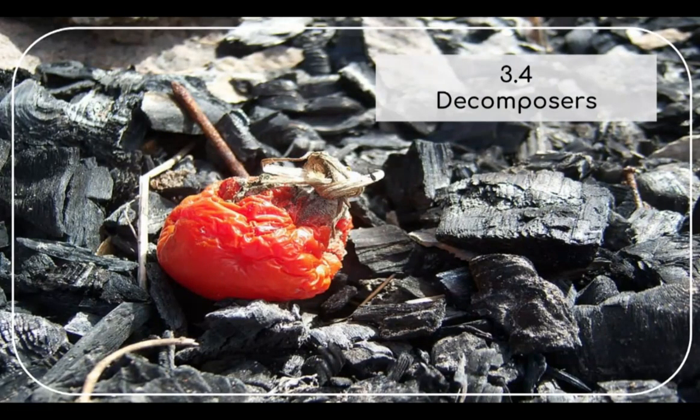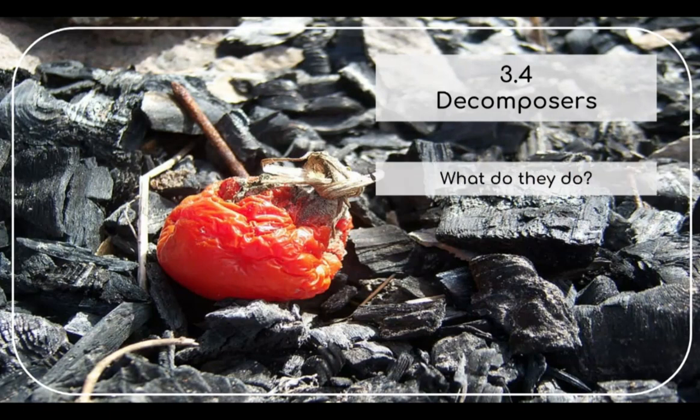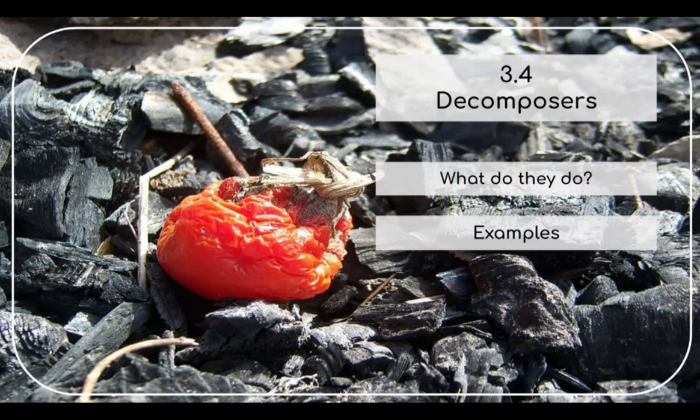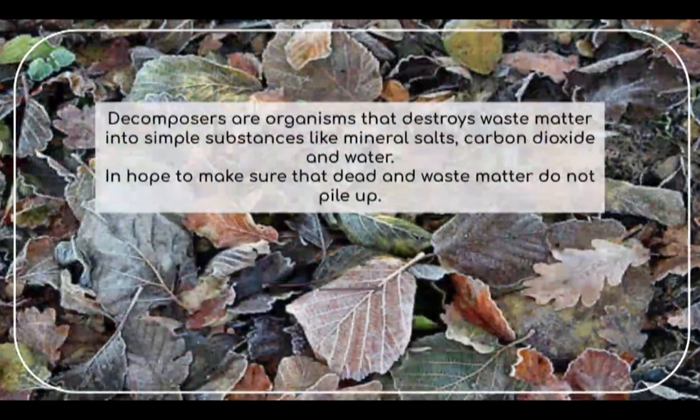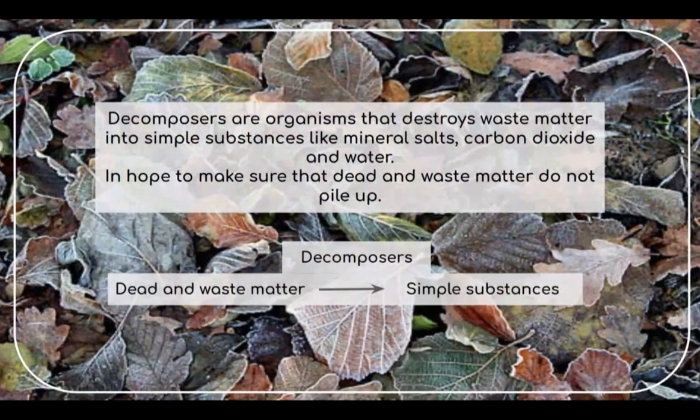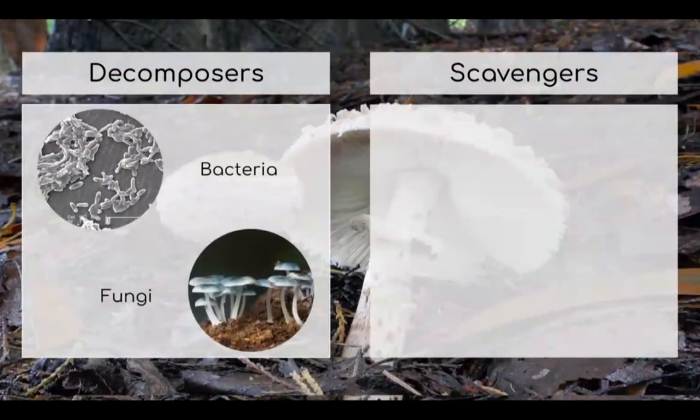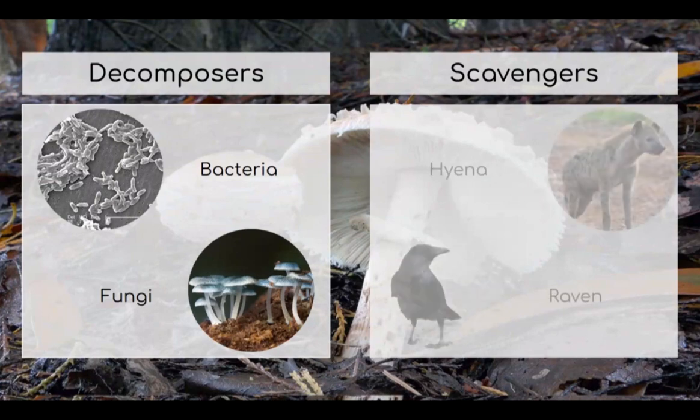3.4 Decomposers. We will talk about what decomposers do, what their examples are, and what their roles are. Decomposers are organisms that break down dead and waste matter into simple substances such as mineral salts, carbon dioxide, and water. Bacteria and fungi are two important groups of decomposers. They obtain energy and absorb nutrients from the matter they break down.